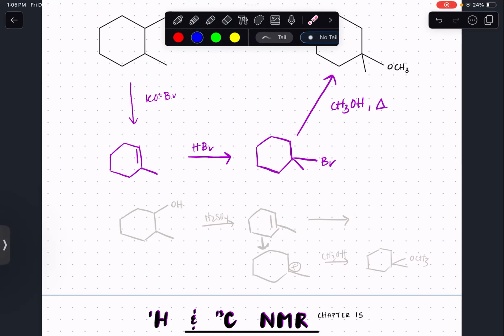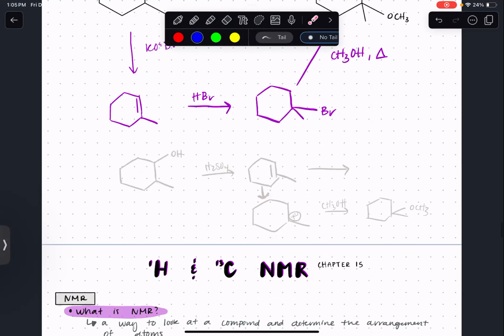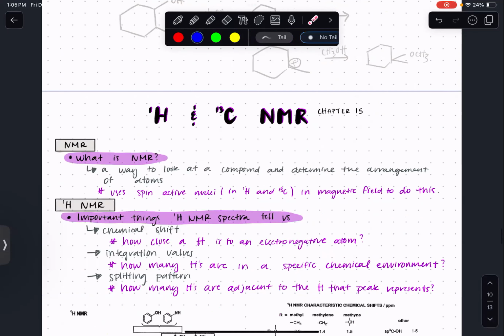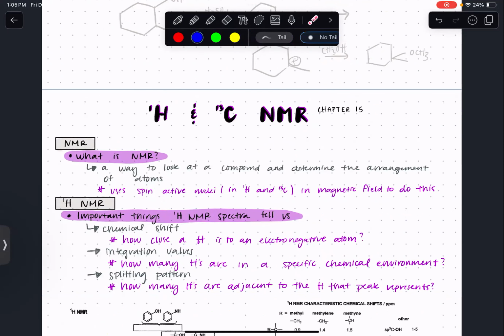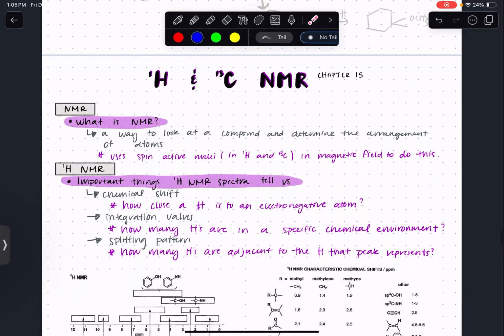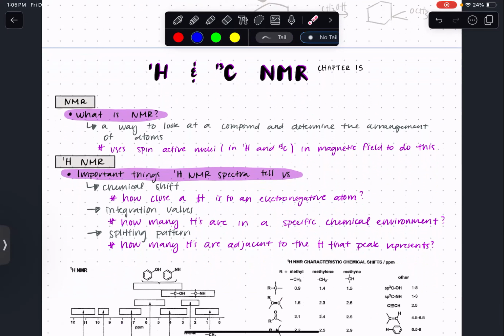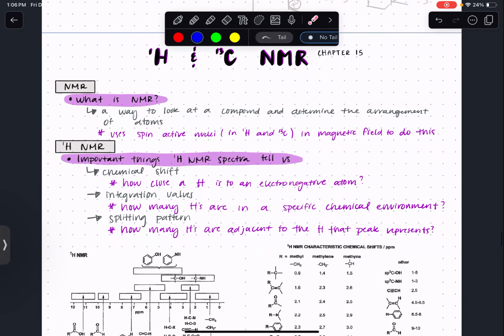All right. So then, the few of you that are still here, we'll just go over really quickly hydrogen and carbon-13 NMR. So what is NMR? NMR is a way to look at a compound and determine the arrangement of the atoms. It uses spin active nuclei in hydrogen and carbon-13 in a magnetic field to do this.